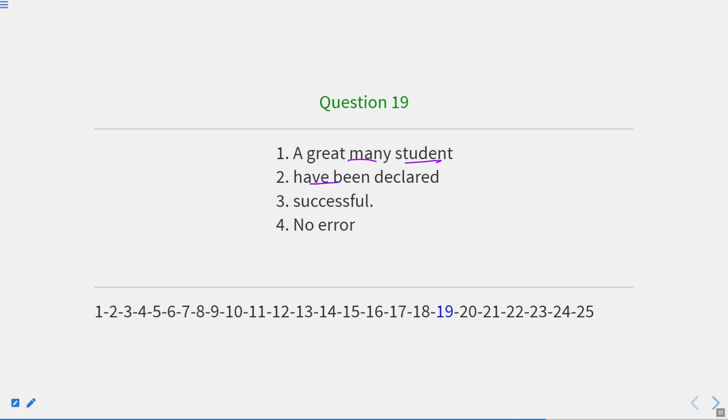A great many students have been declared successful. Now we are talking about great many. Great many means plural in number, and if the noun is plural, we should use.